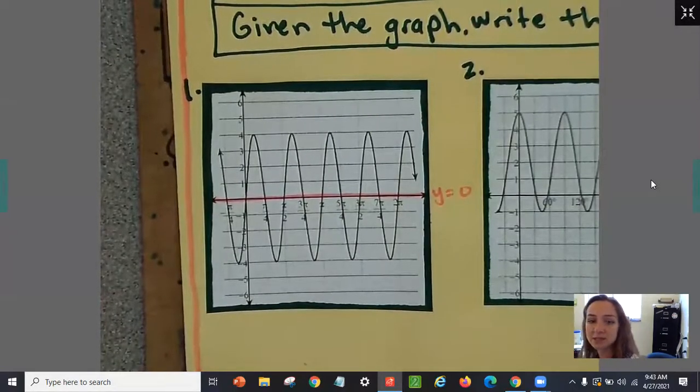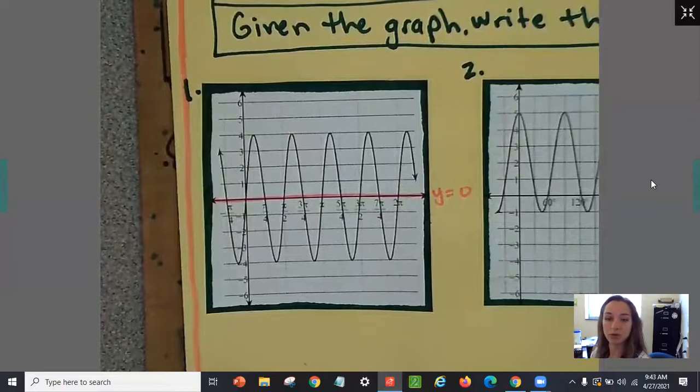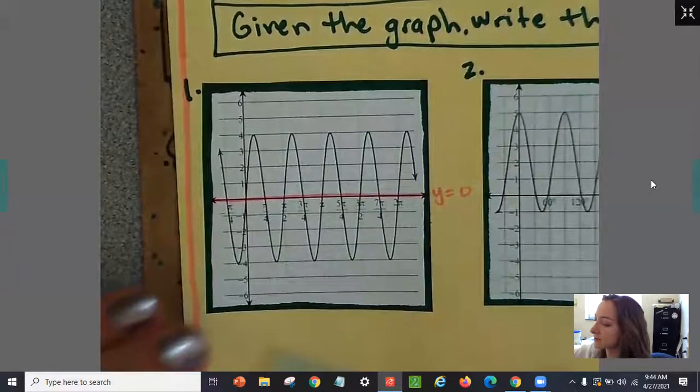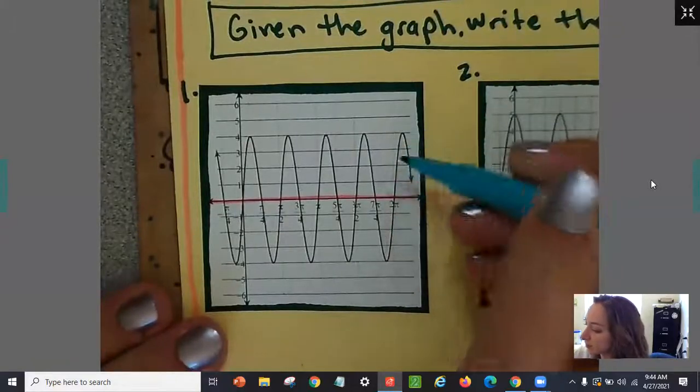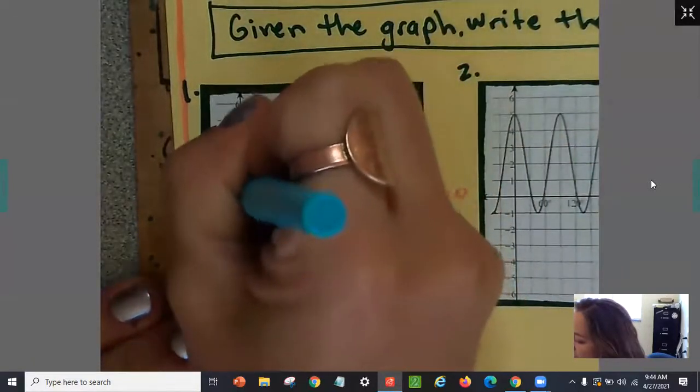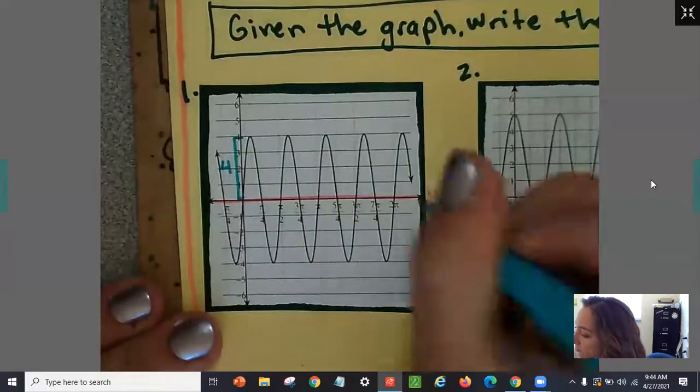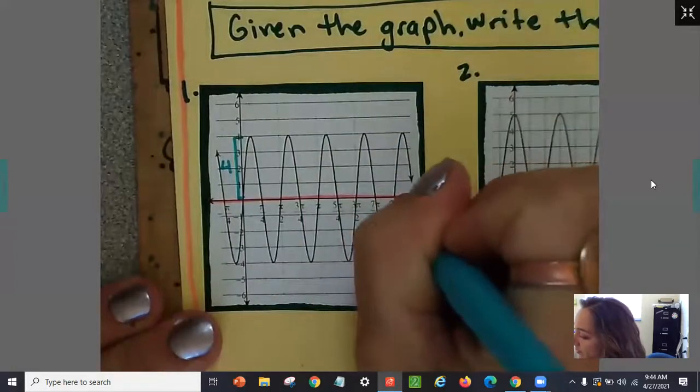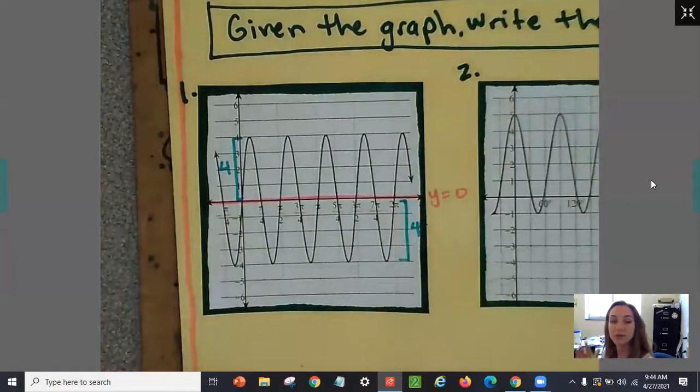The next thing I want to look at is the amplitude. I could also see if this is sine or cosine, but it doesn't really matter yet. Let's look at the amplitude now. This is how far up and down it's going from the midline. I can see that this function is going up 4, and it's also going down 4 from the midline. So since this one is going up 4, down 4, that means our amplitude is going to be 4.